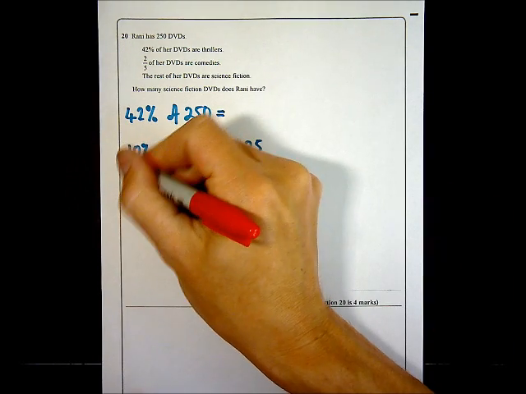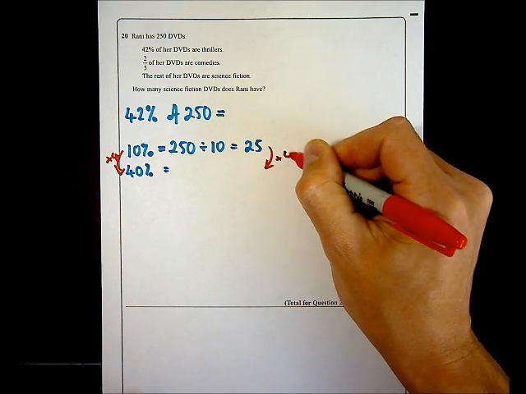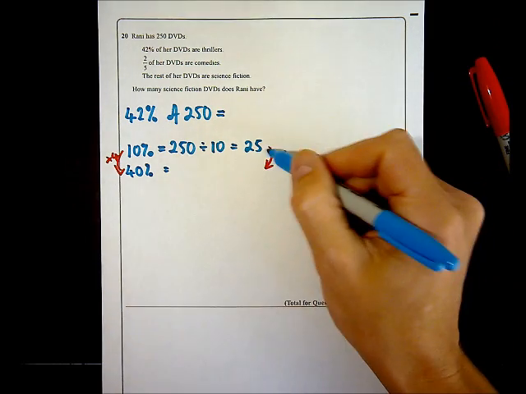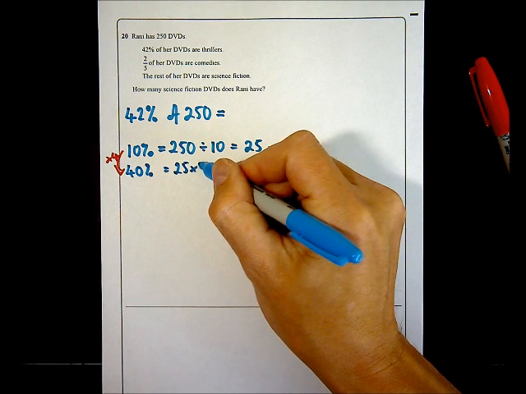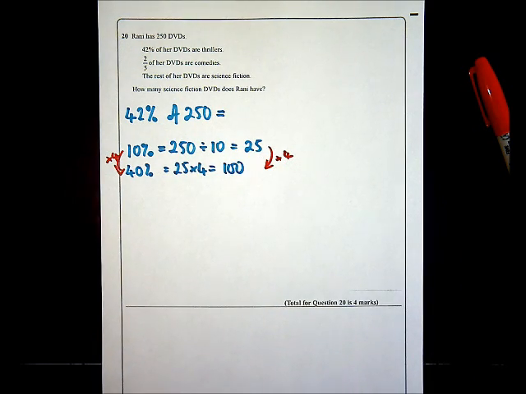So I'm going to do 4 lots of the 10%, and that will get me what 40% is. So 4 lots of 25 is going to be 100. So 40% is 100. Now I'm going to work out what the 2% is.